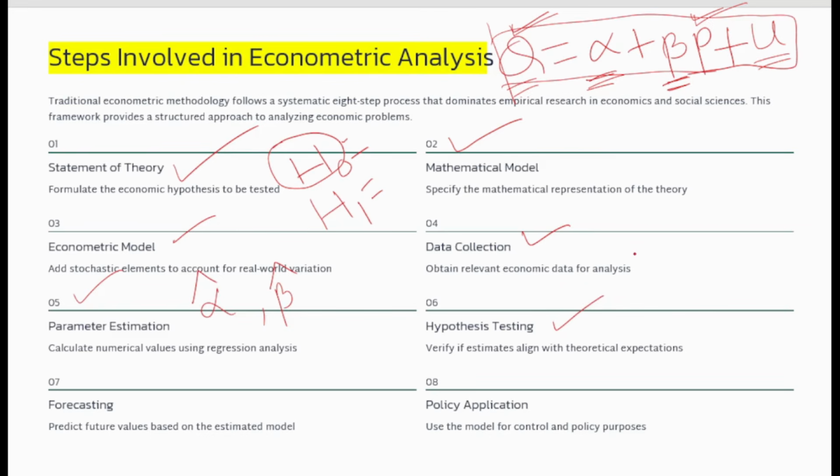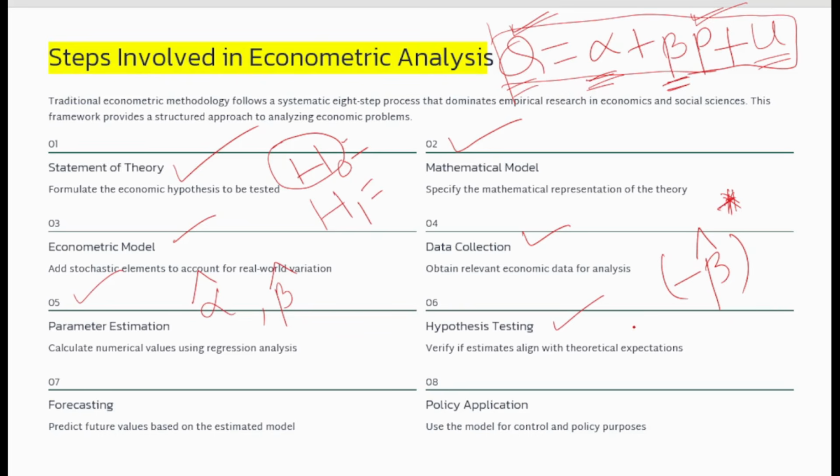So here the hypothesis is that the estimated beta value needs to be negative and significant, because as per the demand theory, or the law of demand, the price should have a negative and significant impact upon the quantity demand. So here we need to test whether the null hypothesis, which means that price does not have a significant impact upon the quantity demand, is rejected or not.